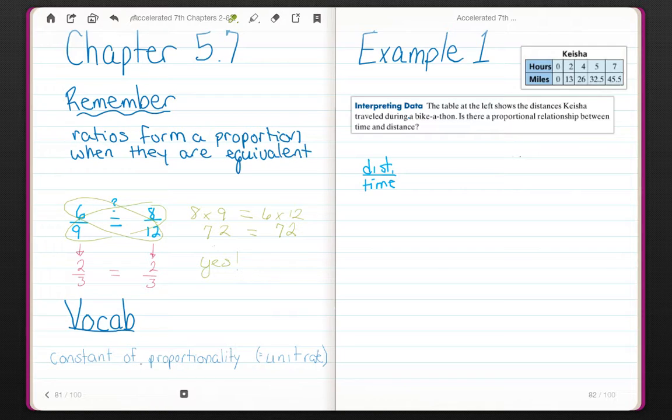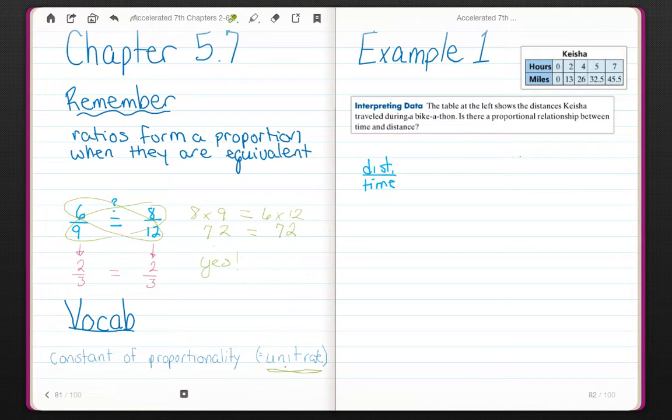Now, today we're going to talk about constant of proportionality a little bit. And the constant of proportionality is the value of the ratios in a proportional relationship. You can also think of the constant of proportionality as the unit rate. Okay, so let's jump into these examples.